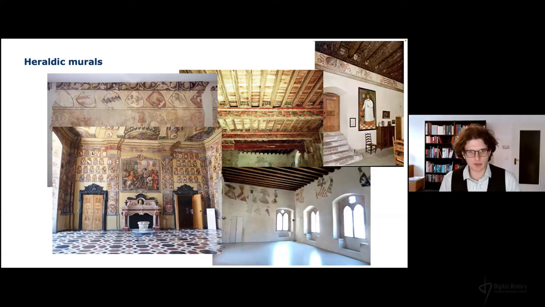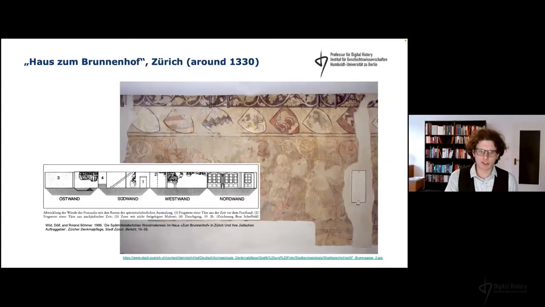But now, just to make this a little more concrete, if you are not studying this field, I would like to take a look at two quick examples with you. The first is a room in the so-called Haus zum Brunnenhof in Zurich. And the wall painting was probably created around 1330. And what you can see here on the colored image is just a part of the whole mural.